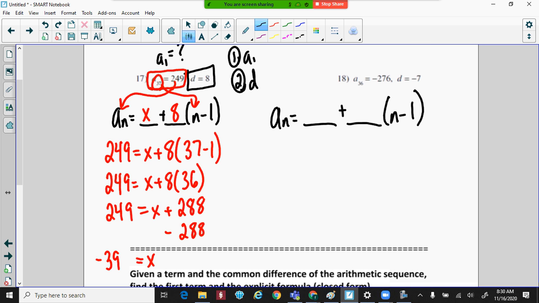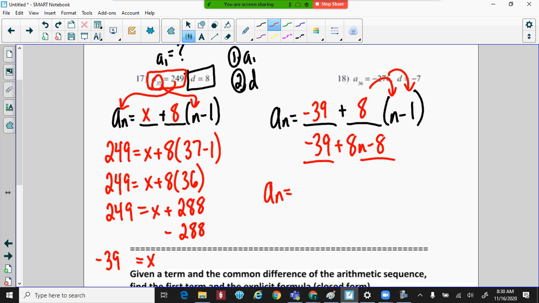So now I know my first term. My first term ends up being negative 39. My common difference ends up being 8. So I'm given the information, so I'm simply just going to distribute. So negative 39 plus 8n minus 8. Combine like terms. My final answer is A of n equals 8n minus 47. There we go. So A of n is equal to 8n minus 47.